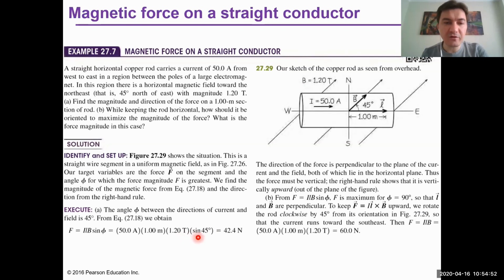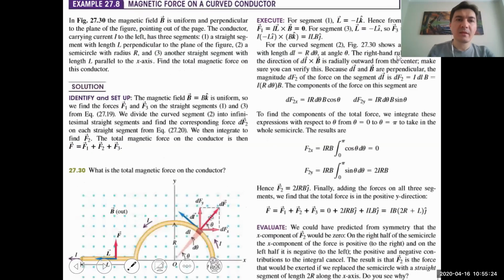Then for sine 90 degrees, you can get the maximum force. So if you make that rod perpendicular to the field, then we will get the maximum force acting on that wire. Then put all numbers here, then we have 60 Newton if this rod is perpendicular to the B. Okay.